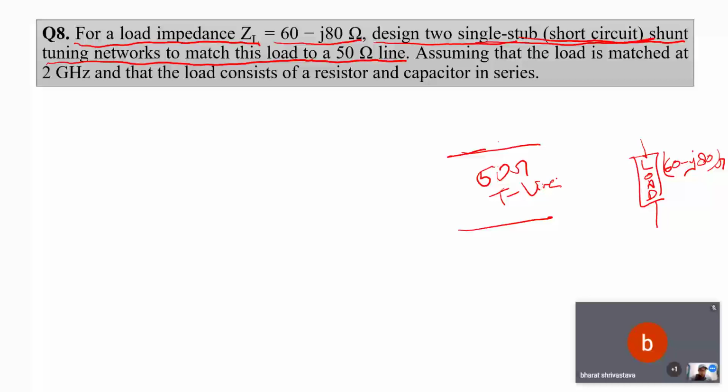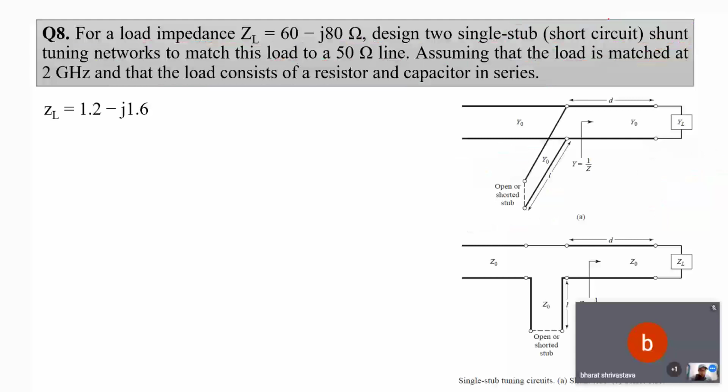It says to assume that the load is matched at 2 gigahertz and that the load consists of a resistor and capacitor in series. So you have to design a shunt stub tuning network here. Let us see how to solve this problem. There are two types of stub tuning networks: one is the series tuning network, and the second one is the shunt tuning network.